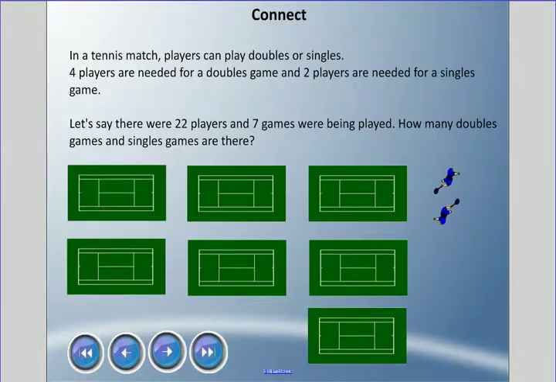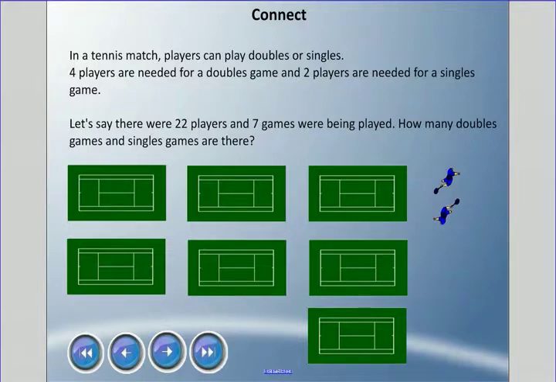All right, let's say there's a tennis match. In tennis, you can play something called doubles or singles, and 4 players are needed for a doubles game, and 2 players are needed for a singles. So single means it's 1 against 1, so that would be 2 players. Doubles is 2 against 2, so that'd be 4 players. So hopefully that makes sense. Well, let's say there was 22 players, but 7 games were being played. So how many of these games were doubles games, and how many were singles games?